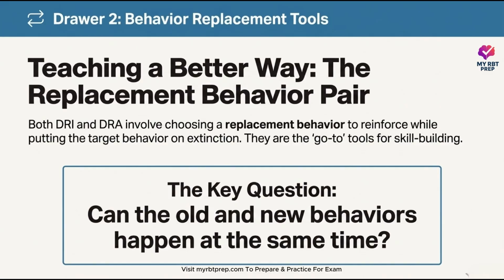Can the old and new behaviors happen at the same time? If the answer is no, physically impossible, like you cannot clap your hands and hit your desk at the exact same moment, that is a physically incompatible behavior. That's DRI. If the answer is yes, meaning the new behavior is just a better alternative, like raising your hand instead of shouting out, that is DRA. Master this specific question, and you will never confuse these two interventions again.